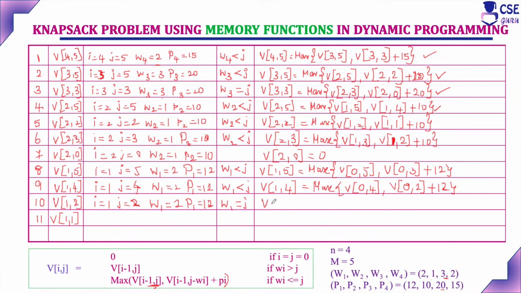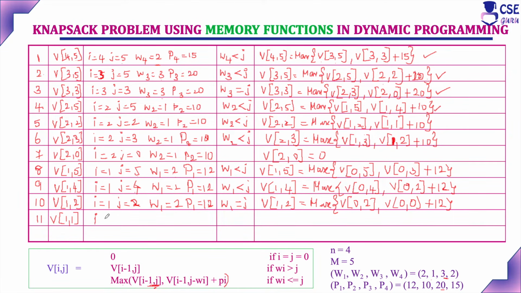So V of 1, comma 2 is equal to maximum of V of I minus 1, 1 minus 1 it is 0, comma J value is 2, comma V of I minus 1 it is 0, comma J minus WI, 2 minus 2 it is also 0. Value is 0, plus profit of the first object is 12. Okay. Next we need to compute V of 1, comma 1.